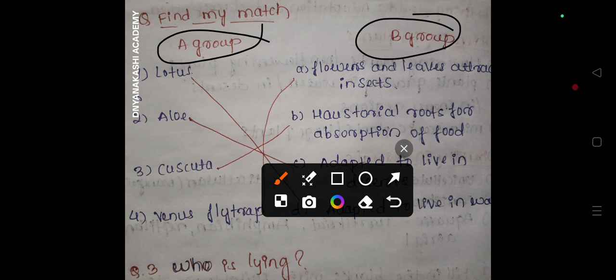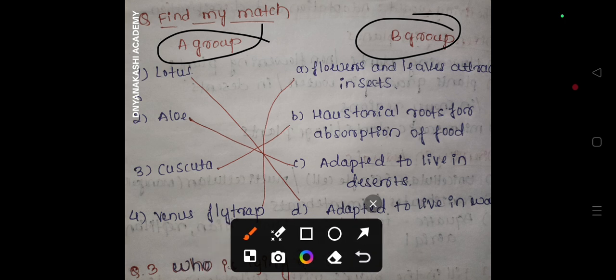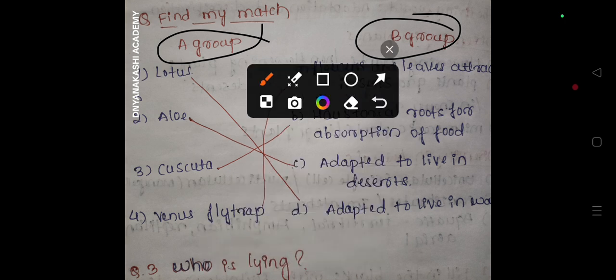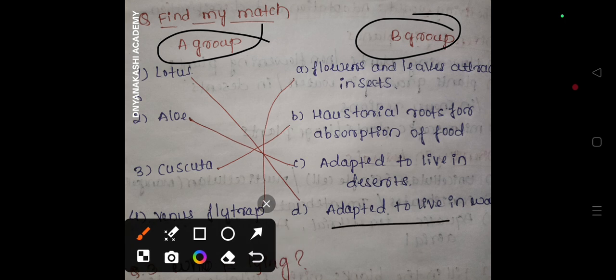The next, second one, is the B group. Match the following. First one is lotus. Lotus is adapted to live in water. Which one is the correct answer? Adapted to live in the water. Like this, we correct the possible answer here.